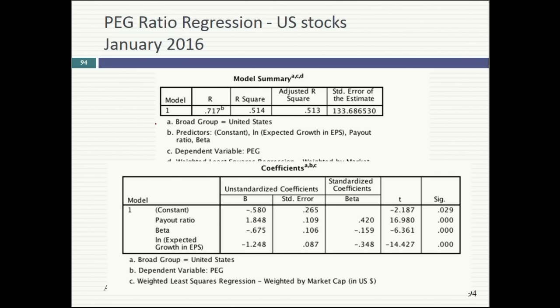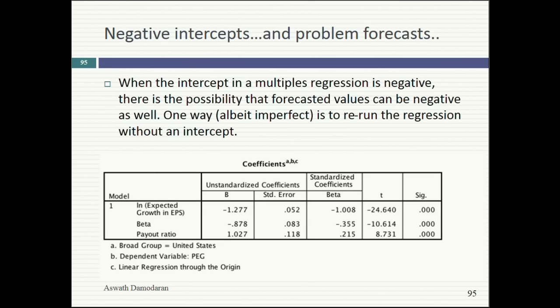It's, as I said, not great practice because it forces the regression line through the origin. But if you have a very negative intercept, and you're worried about your predicted values turning negative, all you can do is take out the intercept and rerun the regression without a constant. It's not the best fit line anymore because you force the line through, but you now have the problem gone away. So this is the PEG ratio regression without the intercept, and you can see the coefficients have all shifted because I've moved the line, but at least the sign of the coefficients have stayed the same. So this would be my regression that I will use to get a predicted PEG ratio for a company.